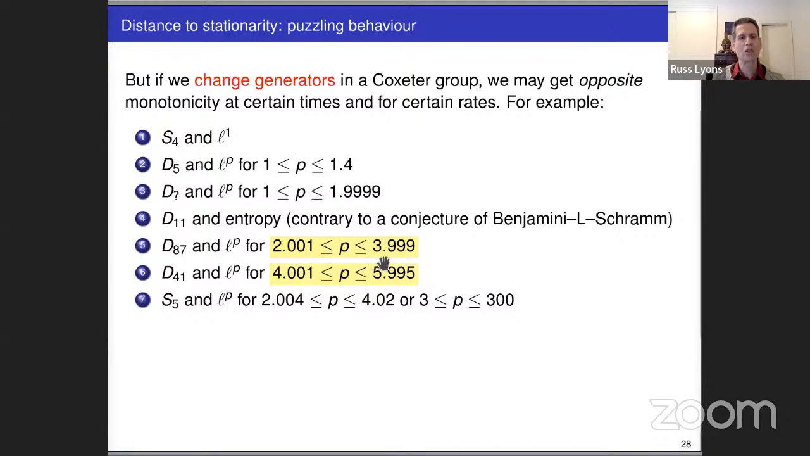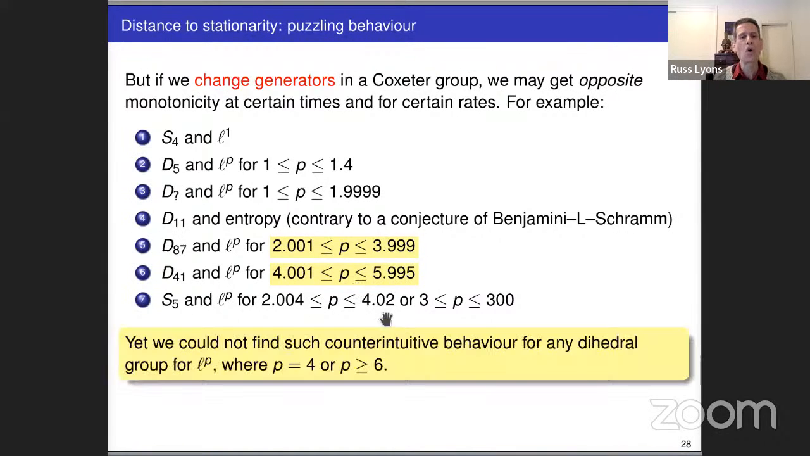I will concentrate on two examples: dihedral groups, on 87 things or on 41 things. We said that at p equals 2 and p equals infinity, all groups have monotonicity. We can get p arbitrarily close to 2, it appears, though we don't have a proof, on either side, and arbitrarily close to 4 on either side. But for some reason, we could not find any counterexamples for p equals 4 or 6 or bigger. We have no idea why.